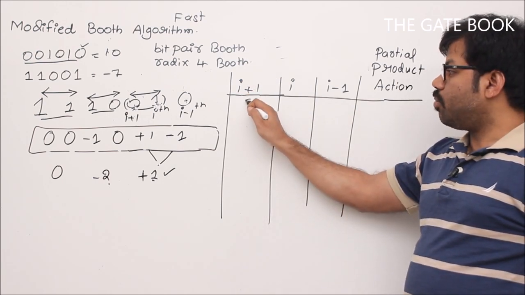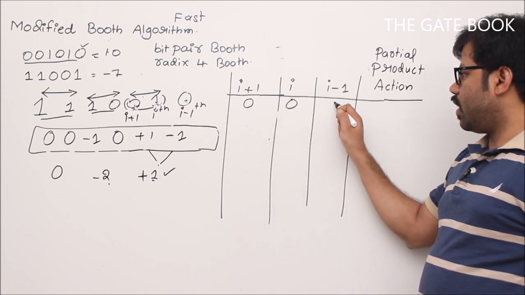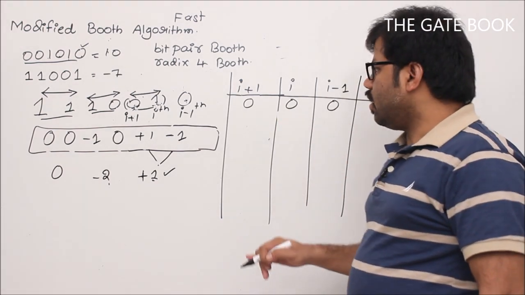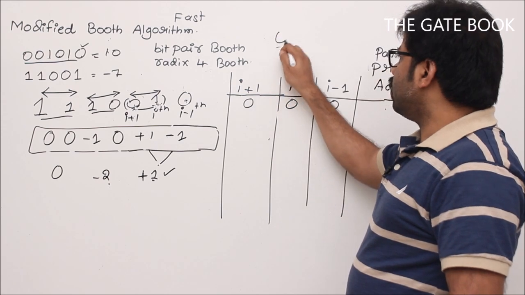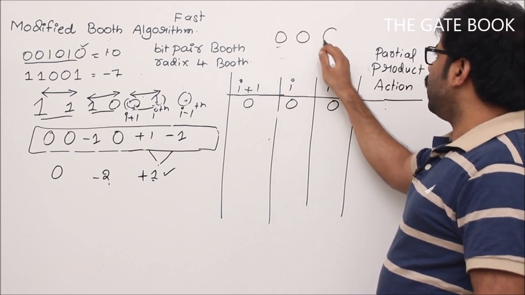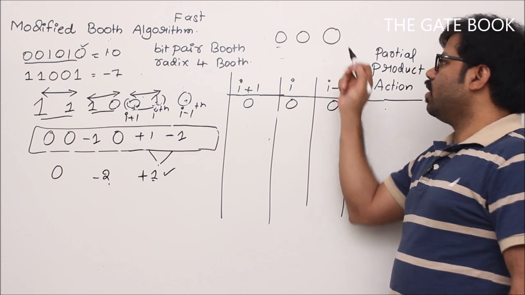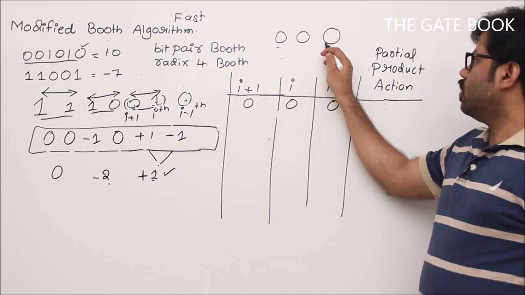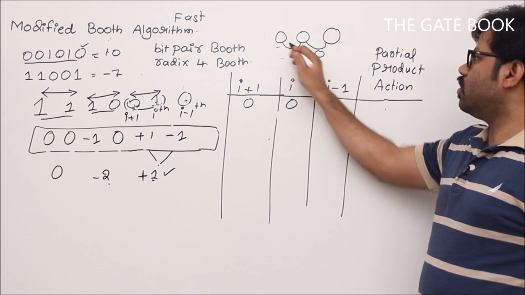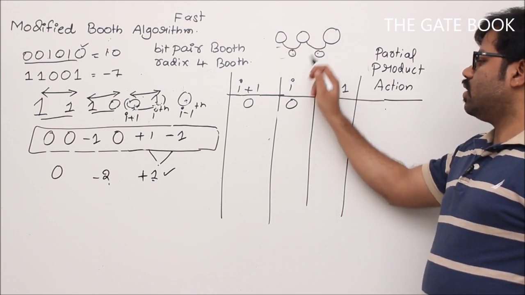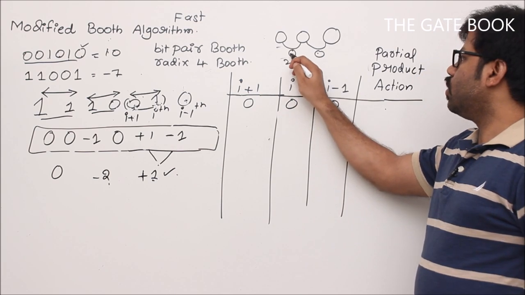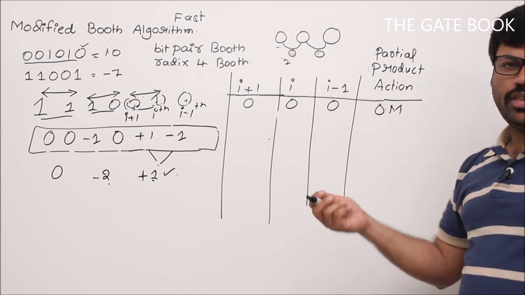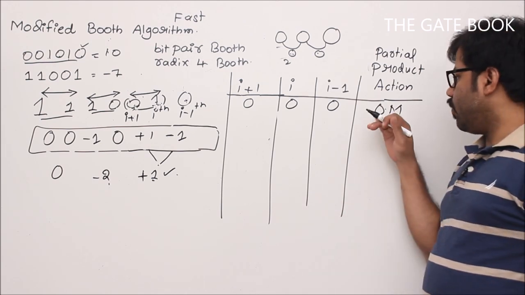First, if I plus 1 is 0, I is 0, and I minus 1 is 0, then what will be the action? The bits are 0, 0, and the reference bit is 0, that means the I minus 1th bit. Now convert this to code: 2 into 0 plus 0, 0. That's why the action is 0 into m. At that time we will be multiplying with 0.